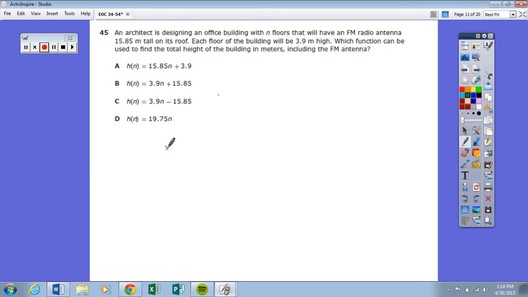Okay, and then the last one for this video. An architect is designing an office building with n floors, and it'll have a radio, so we have n floors, and then it's going to have an antenna up here that's 15.85 high, some kind of antenna. Each floor is 3.9, so it's 3.9 here, 3.9 there, all the way up.